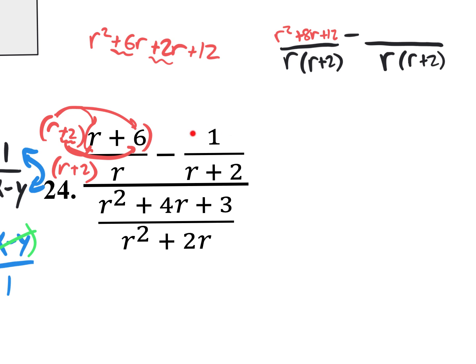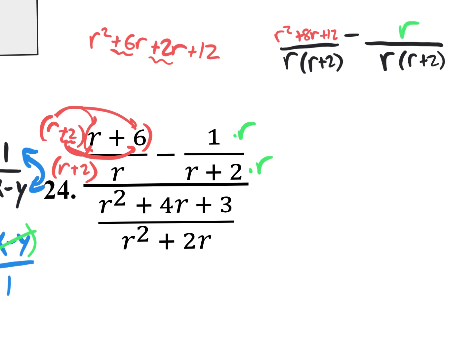Now we look at our second fraction and we realize that we have the denominator r plus 2. What do I need to do to this r plus 2 to make it this LCD, r plus 2 times another r? It's obviously missing that other r. So you're going to multiply both top and bottom by r. And that one's easy to do. 1 times r is simply r.